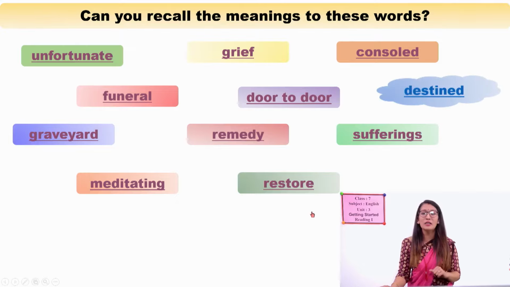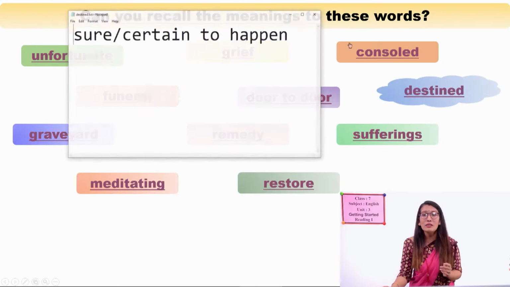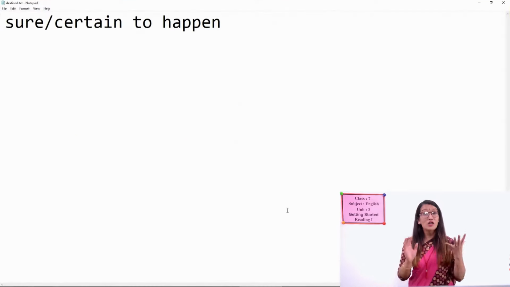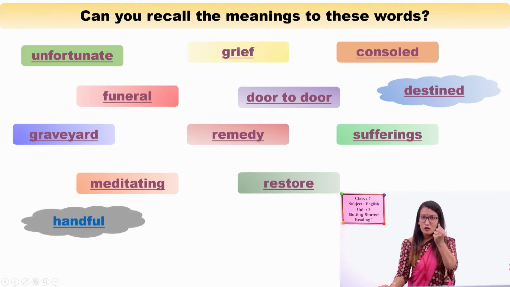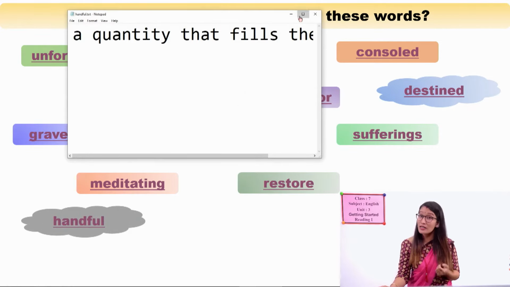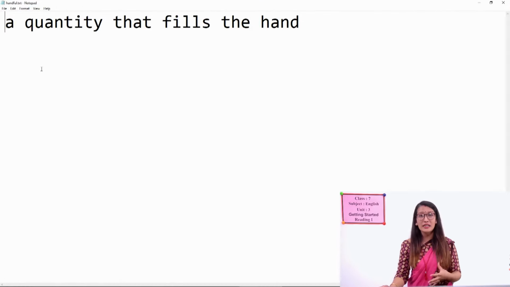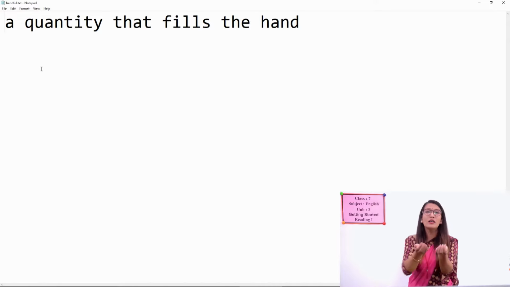Another word is destined. What does destined mean? Destined means sure or certain to happen. The thing that happens, eventually it happens. That is called destined. So now another word is handful. Handful means, the word itself explains it, right? A quantity that fills the hand. When I put something in my hand and it is full, it's handful.